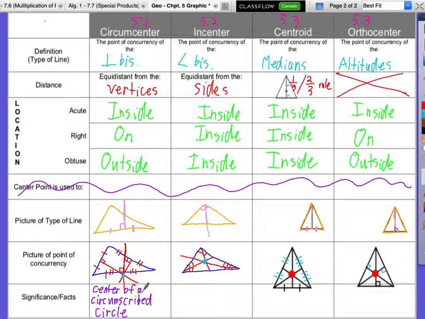An incenter. This is going to be the center of another kind of circle. Center of an inscribed circle. That one must mean that the circle's inside of the triangle.